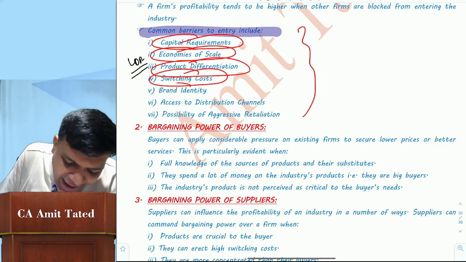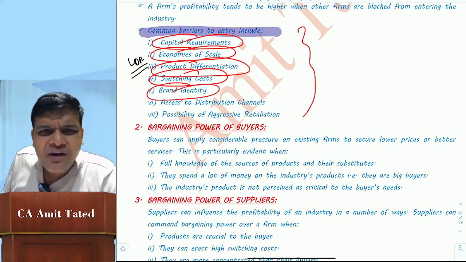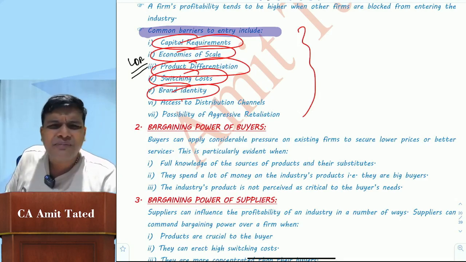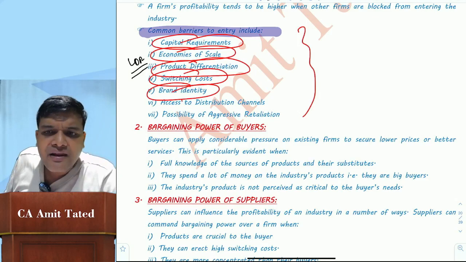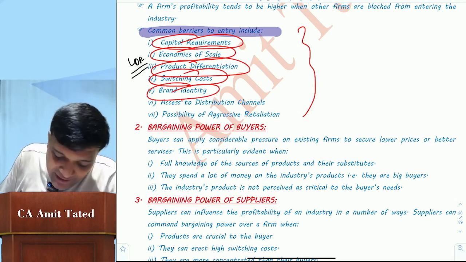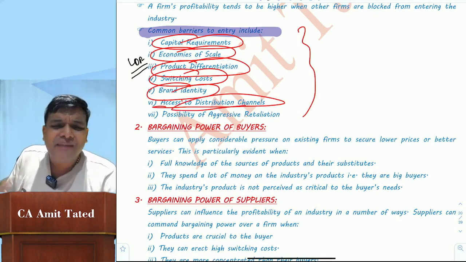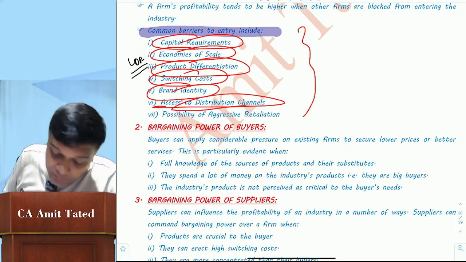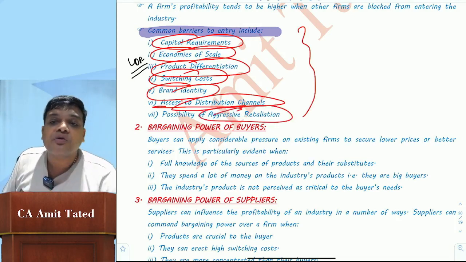Next point, brand identity. Jaguar, I'm having a Jaguar XJL. Jaguar brand identity. I don't want any other BMW or Mercedes. No, I'm interested in Jaguar or Jeep Wrangler. That is brand identity. Next point, access to distribution channel. Parle-G, Maggi, so much distribution channel across India. I can sell anything. Next, possibility of aggressive retaliation. Okay, example.